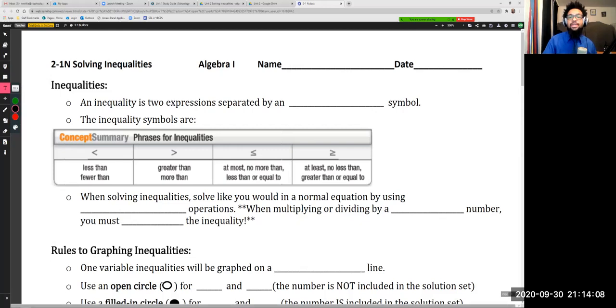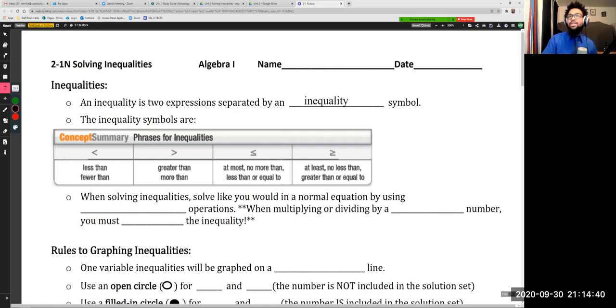First, an inequality is two expressions separated by an inequality sign, an inequality symbol. These are going to be four different symbols that I'm sure you all have seen. The first one is going to be the less than sign. Words that indicate that it's less than are less than and fewer than. The next is going to be greater than. Words that indicate that are greater than or more than.